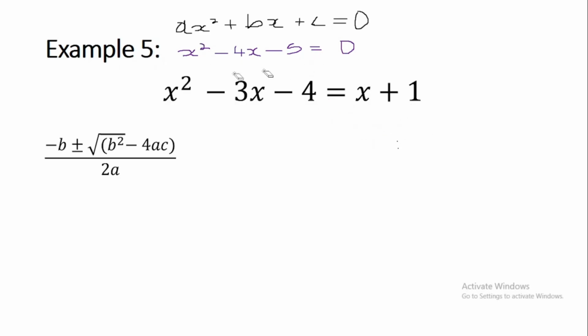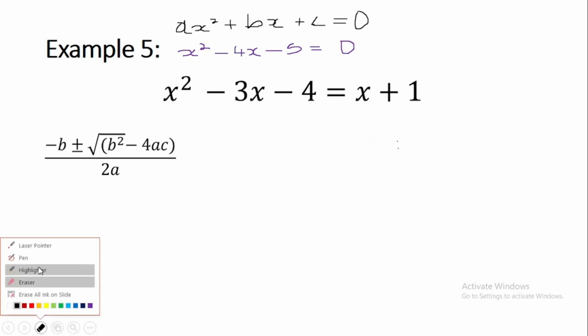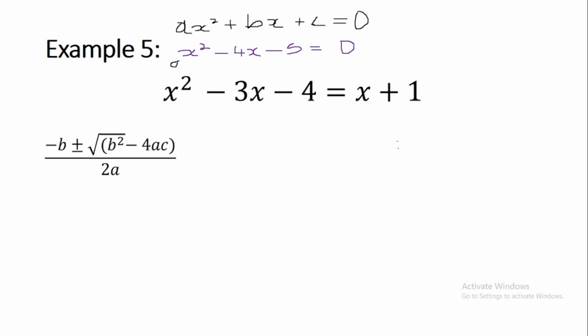Now that this is our new equation right here, we're just going to quickly write out what our A, B, and C are. Remember that whenever we see x by itself, our coefficient for that is going to be 1. So A is equal to 1, B is going to be equal to negative 4, because we're using our new equation above right here. And C is going to be equal to negative 5.